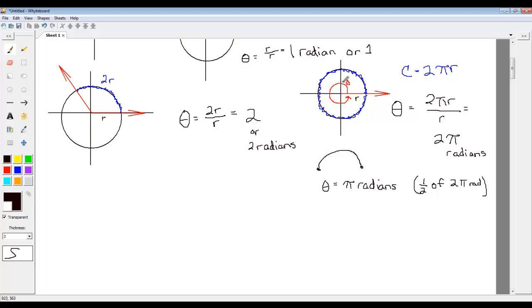Alright, well that relationship, just looking at what's going on with a full circle, gives us a really good tool for comparing radians with degrees. When we look at a circle, we know that the circle has 360 degrees. Well, we also now know that if the intercepted arc makes a complete circle, the theta can not only be 360 degrees, but it can be considered to be 2 pi radians.